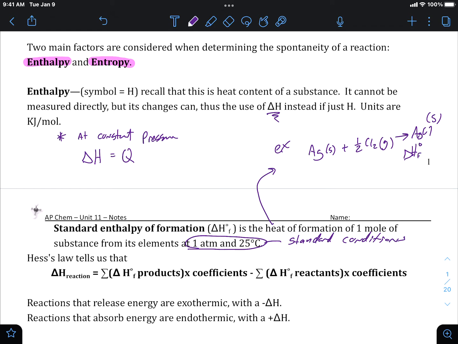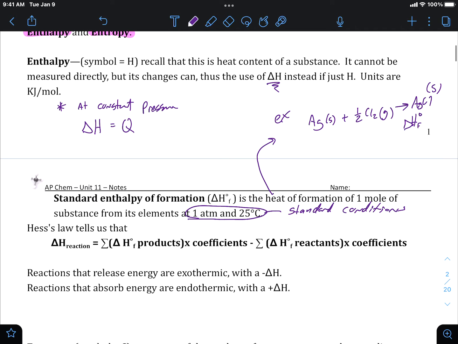Now, if you were to see other examples of this, the main thing is understanding what is in its standard states and what is not, right? So if I gave you Ag liquid, for example, plus chlorine, that would not be a heat of formation because liquid is not silver's standard state. And these are the values that are on your thermodynamic data sheet, the delta H values. They're all delta HFs.